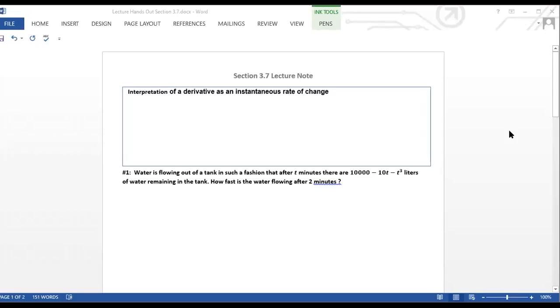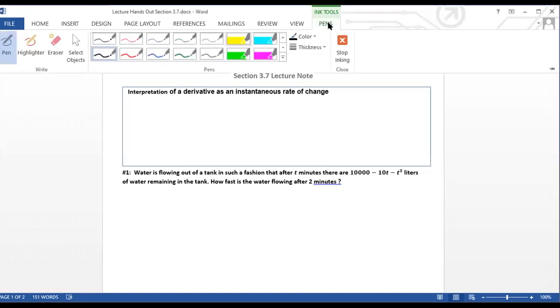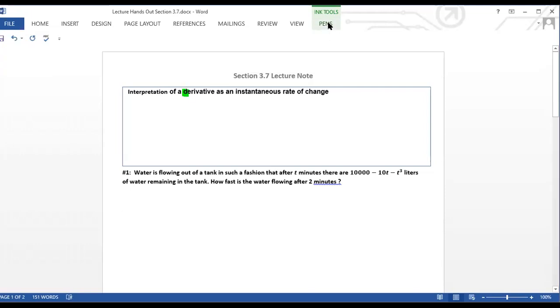Let's go ahead and go to our lecture handout. The first thing here: we have different social science and natural science examples. Remember the keyword here is the derivative as instantaneous rate of change. In calculus one, the most commonly used are the relations of the position function, velocity, and acceleration. So let's take a look here.